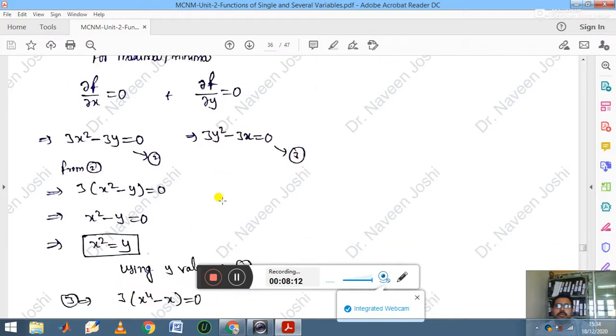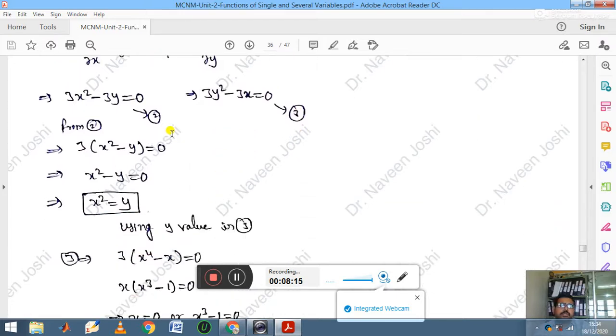Okay, then your task is to solve equations 2 and 3 to get some x and y values. Usually you see here equation 2 is 3x² − 3y, equation 3 is 3y² − 3x. Both the expressions look the same. Suppose while solving any problem, if comparing these two expressions one looks complex, then you choose the easier expression for solving.